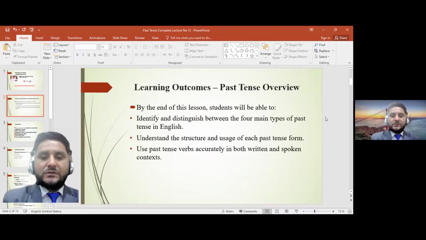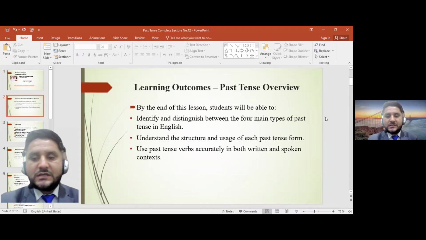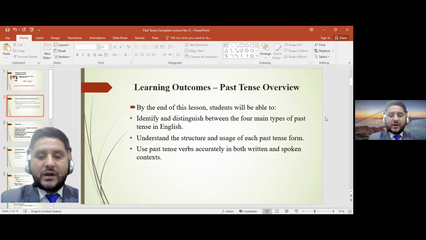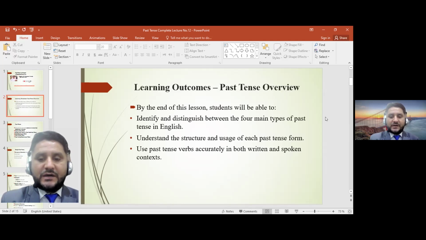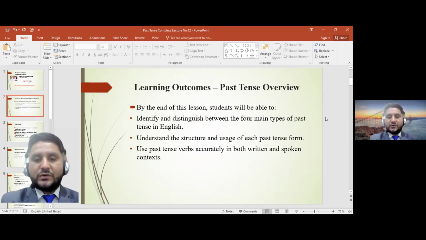So, at the end, all learners would identify and distinguish between the four main types of past tense, and you would understand the structure and usage of each past tense and the forms of verb that are used there. And further, you would use past tense verbs accurately in both written and spoken contexts. That's the focus of this learning.